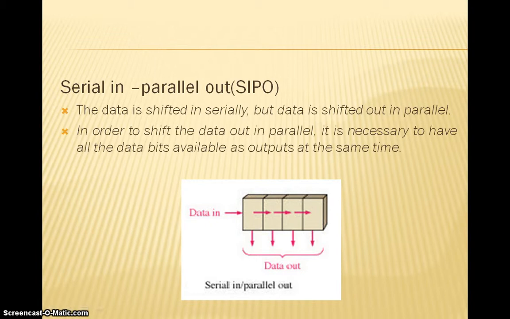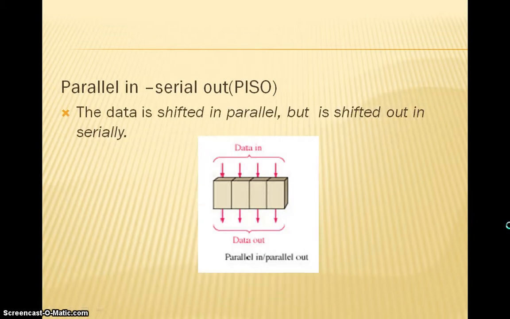The second one is serial in, parallel out, which is also known as SIPO. The data is shifted in serially, but data is shifted out in parallel. In order to shift the data out in parallel, it is necessary to have all the data bits available as outputs at the same time.